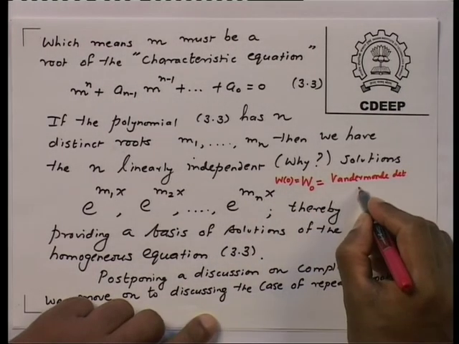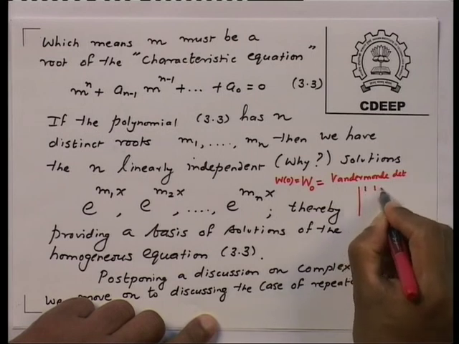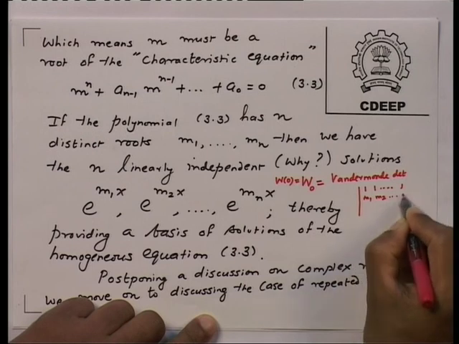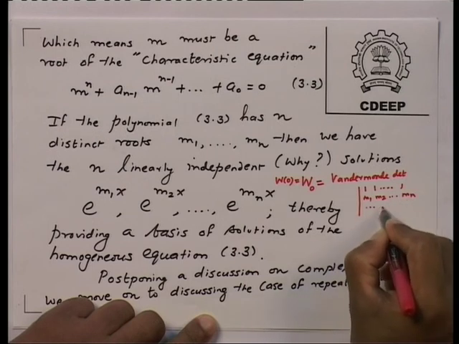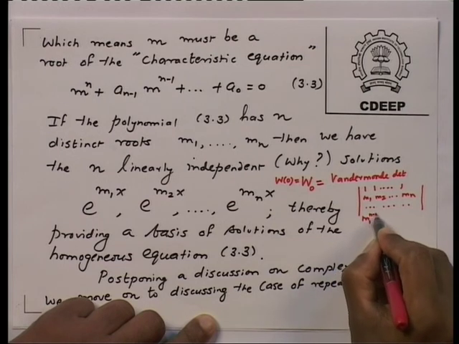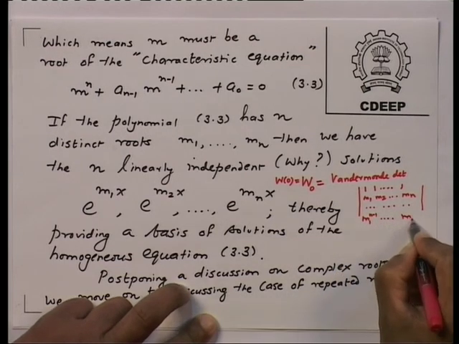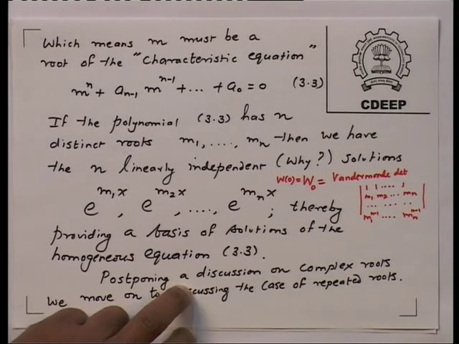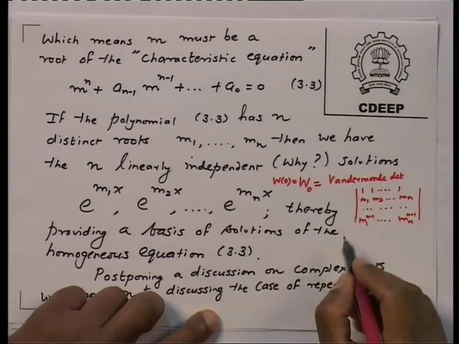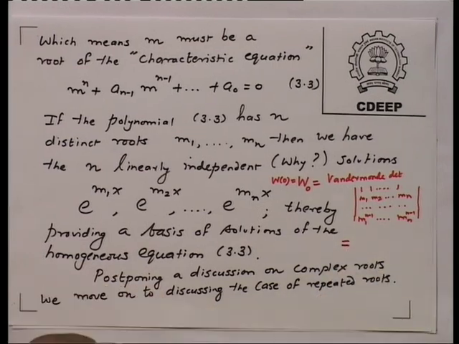What is the Vandermonde determinant? 1, 1, etc., 1; m1, m2, etc., mn; and so on, up to m1 to the power n minus 1, etc., mn to the power n minus 1. That is the Vandermonde determinant. What is the value of the Vandermonde determinant? It is not 0, but why is it not 0? But what is the final value?